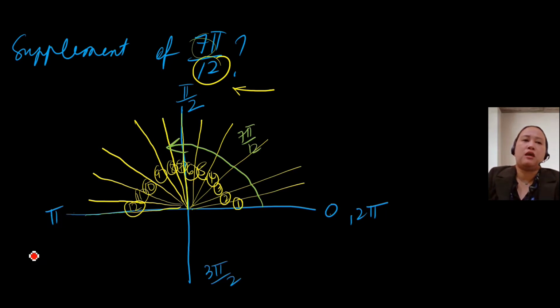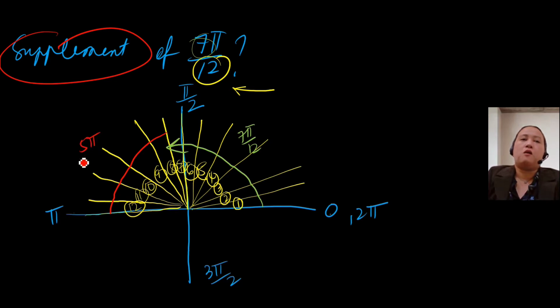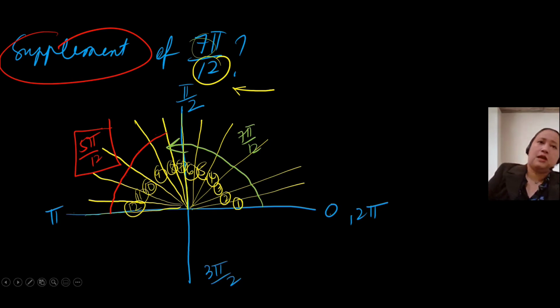And then what we need is the supplement. For the supplement, let us count 1, 2, 3, 4, 5. So 5 pi over 12. This is the supplement. When you write the complementary or the supplementary, just write how many parts. That's it.